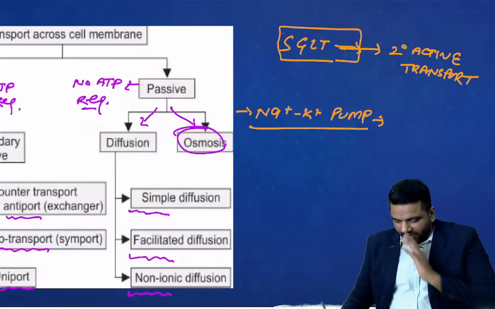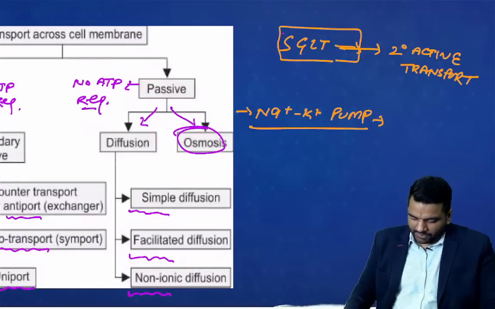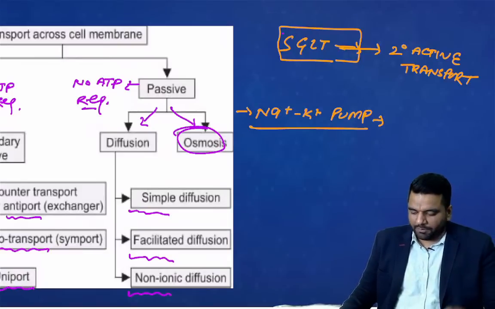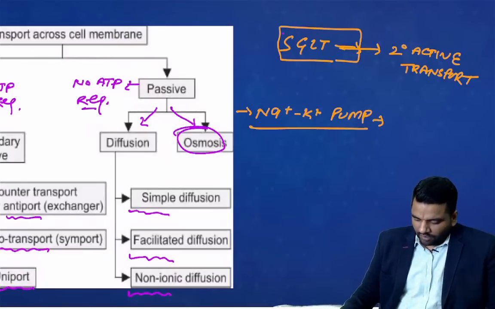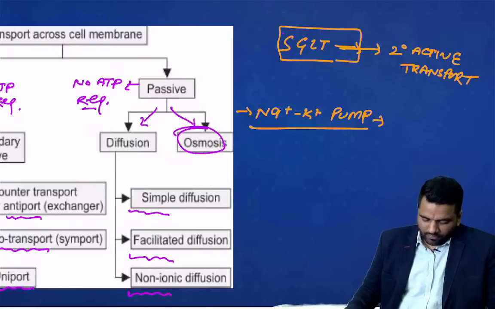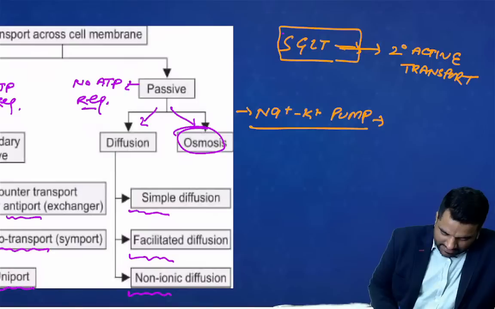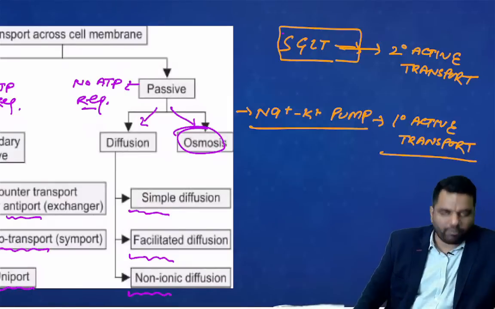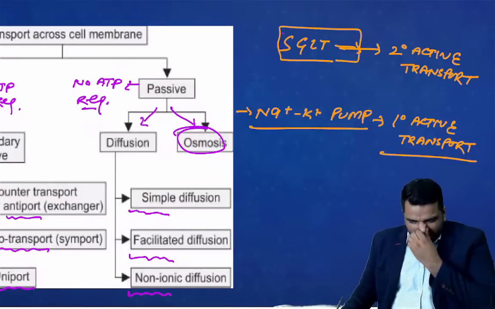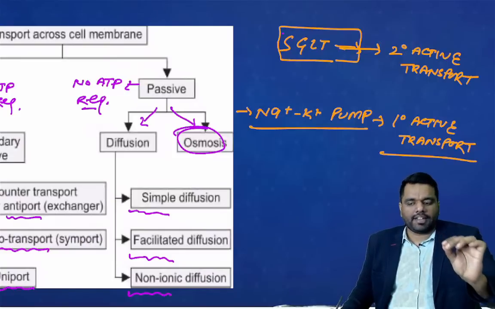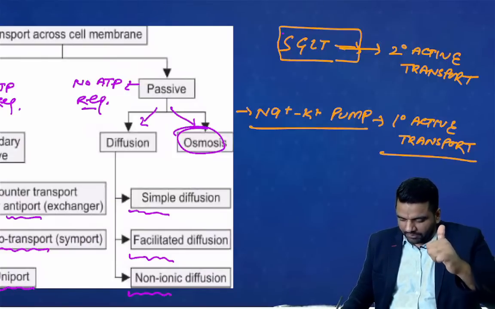Sodium potassium pump. Which type of transport? Yes, guys. Sodium potassium pump, it is which type of transport? Yes, it is primary active transport. Very good. So sodium potassium ATPase pump, it is a primary active transport. Everyone is right.